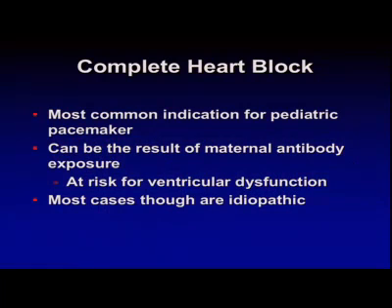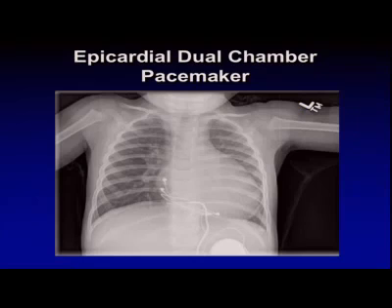So complete heart block is the most common indication for pacemaker in pediatric patients. They can be the result of maternal antibody exposure. You all know the lupus story. And those with lupus antibody exposure tend to be more at risk for developing ventricular dysfunction and a cardiomyopathy as a result. Most cases, though, are idiopathic. So as it was in this patient, we never really found a cause for their heart block. Not because there isn't one, but we're just not smart enough yet to find out what that is.